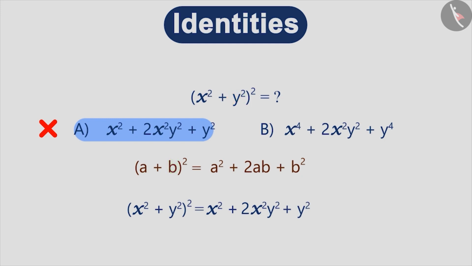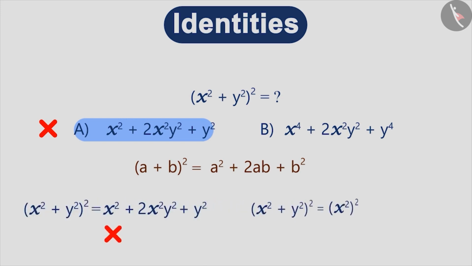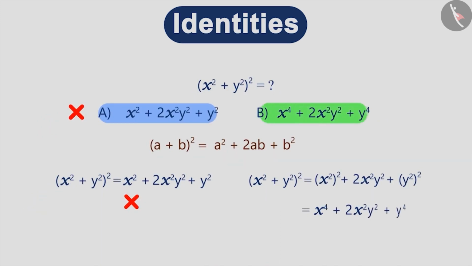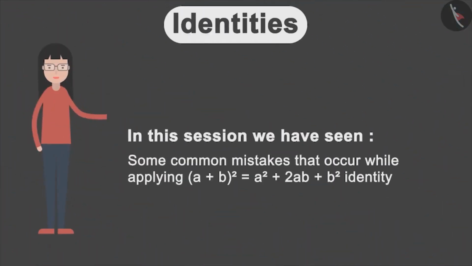As you can see here, we have not found the square of the first and second terms. So, the right-hand side of this expression will actually be (x²)² + 2x²y² + (y²)². Therefore, the correct answer will be x⁴ + 2x²y² + y⁴. In this session, we have seen some common mistakes which occur while applying this identity.